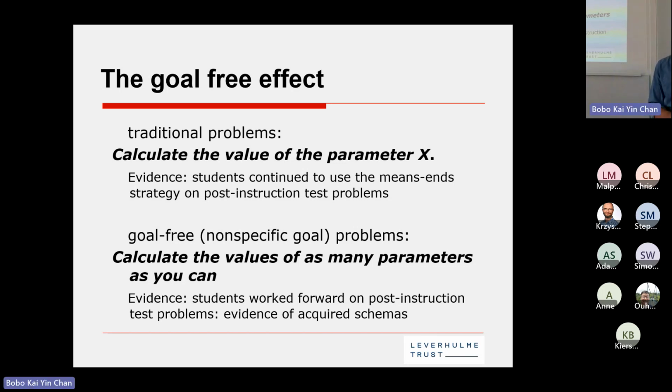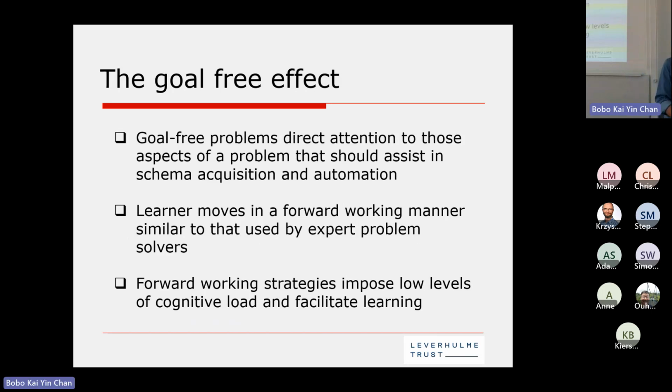With goal-free problems, what actually happens is that the students who were presented with them switched rapidly to those more forward-working procedures in post-instruction tests. So they demonstrated some evidence of acquired schemas. It's because they were facing specific task states, problem states, and associated moves. Their working memory was not occupied by a lot of pretty much unnecessary information, all those goals and intermediate states. They were occupied only with a specific problem state and a specific move for that state. And that essentially produced this goal-free effect.